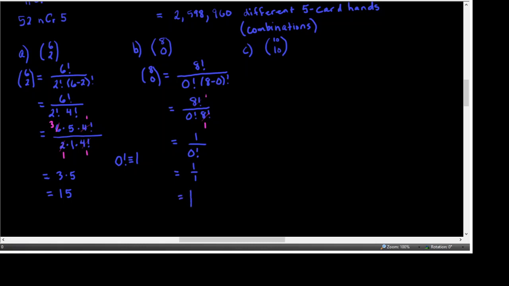Okay, and then 10 choose 10 is 10 factorial over 10 factorial times 10 minus 10 factorial. So that's 10 factorial over 10 factorial times 0 factorial. The 10 factorials cancel each other out, leaving 1 over 0 factorial. Since 0 factorial is 1, 1 over 1 is 1.